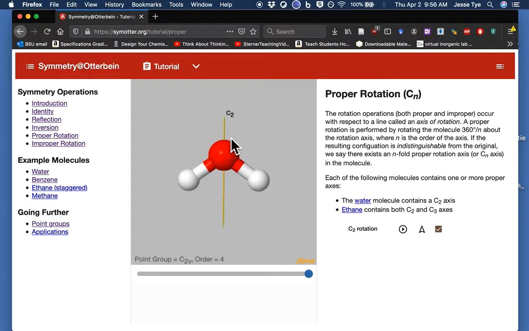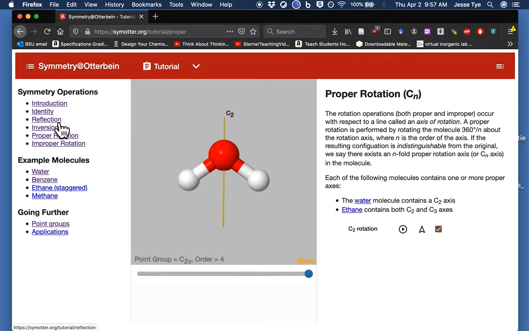The symmetry element is the actual line, plane, or point in the molecule, whereas the symmetry operation is actually doing the thing. Okay, so rotations are easy, and this C2 is half of a full turn. A full turn would be 360 degrees. This is a 180-degree turn. This is half a turn. If we did it twice, we would end up back with the original orientation of everything. So proper rotation, not too bad.